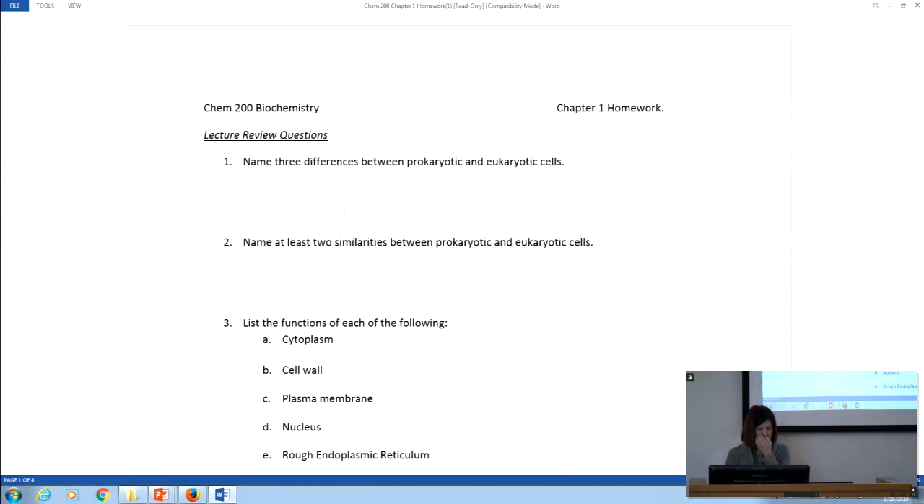Prokaryotic and eukaryotic cells. I have 4. What is the main one? Yeah. How about size? Which one's bigger? Okay. Which one has organelles? Eukaryotes. And which one can be multicellular? Okay. 2 similarities.